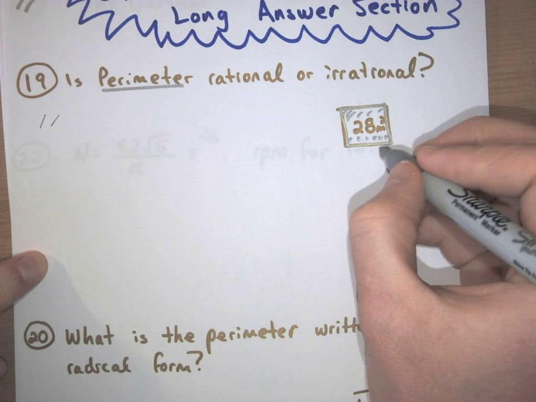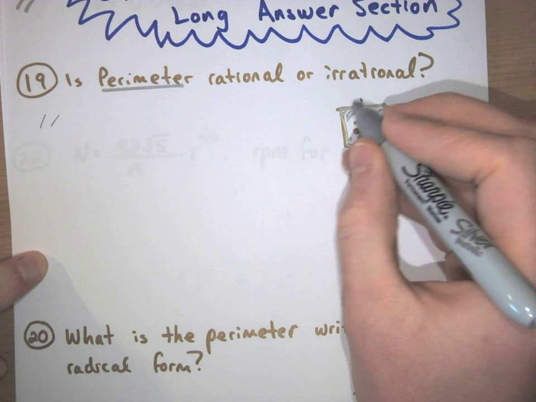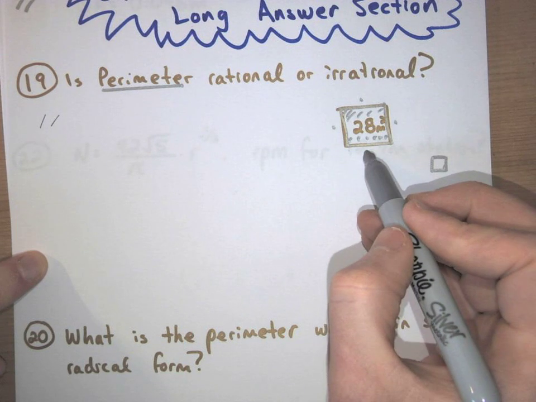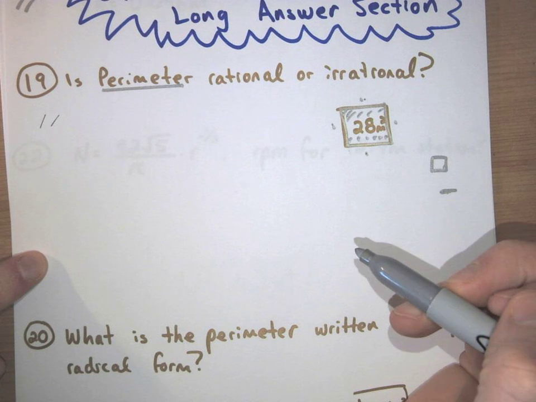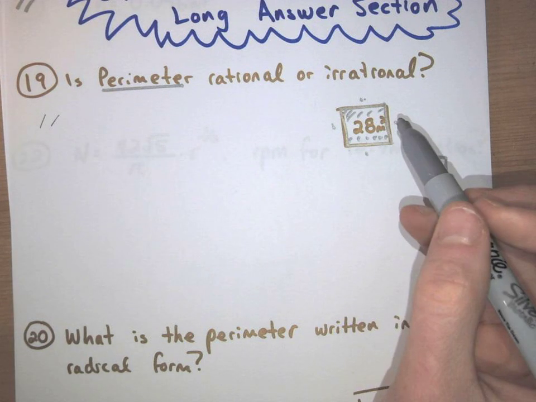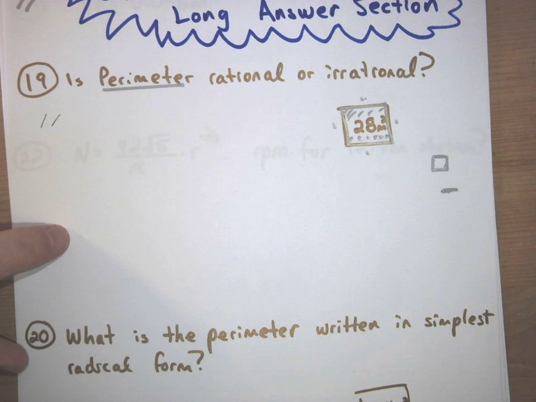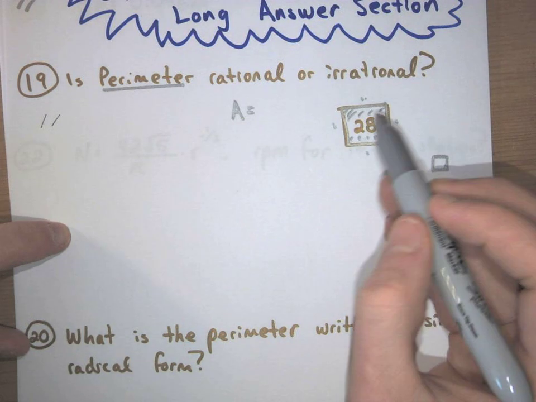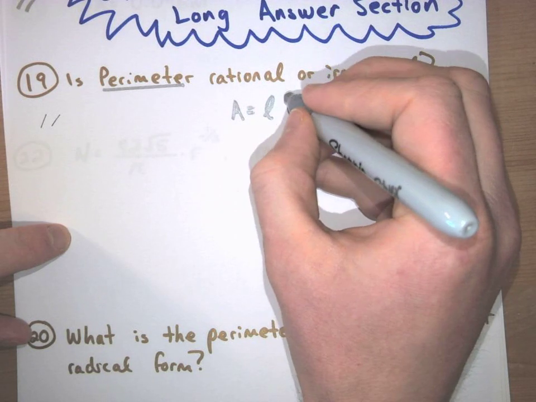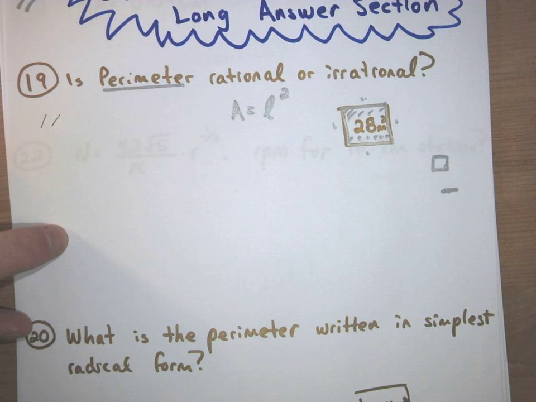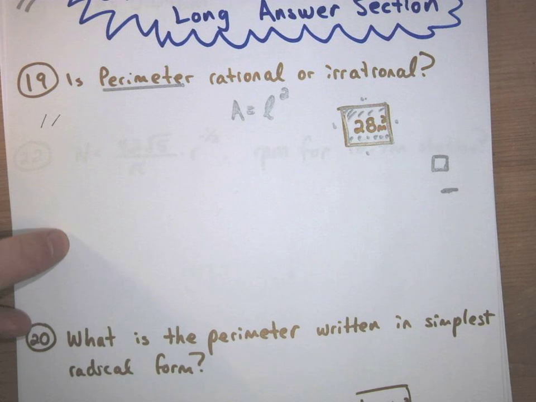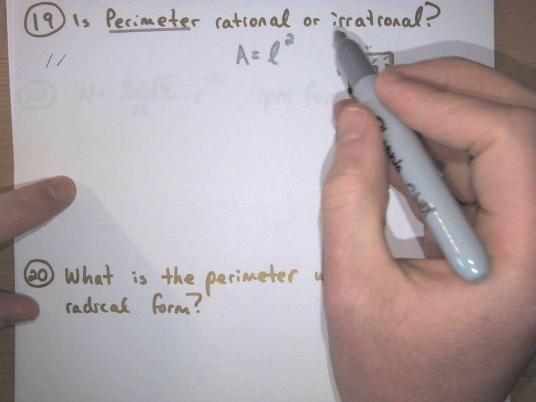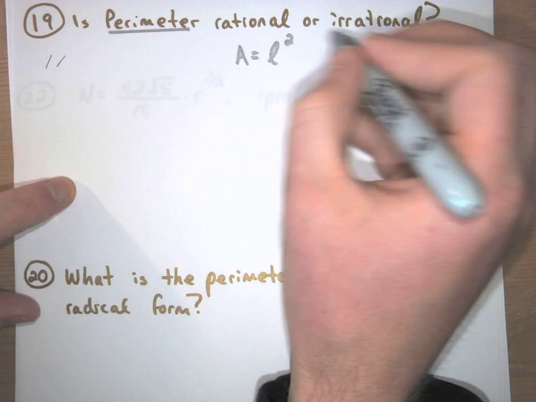So we want perimeter, so we've got to add this plus this plus this plus this. So we've got to find out what one of the side lengths is. We know it's a square, so they'll all be the same. So we just have to find out what it'll be. We know the equation for area of a square is just the length squared. So overall, area equals length squared, and we need to find out what L is going to be.